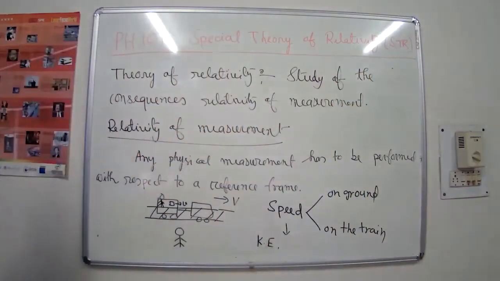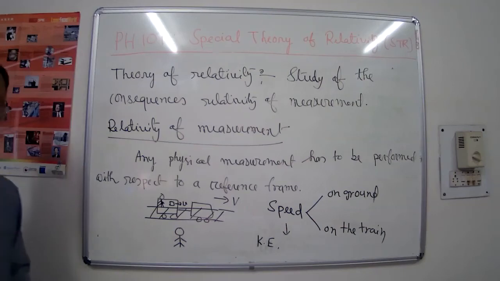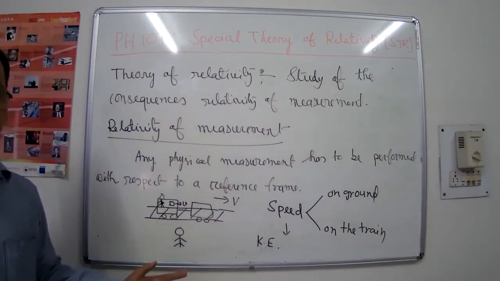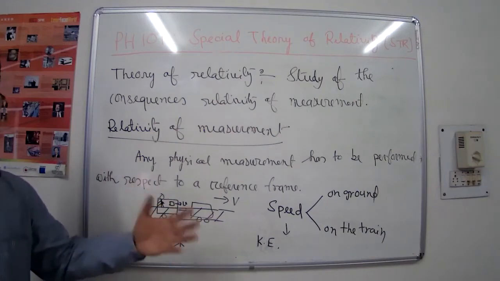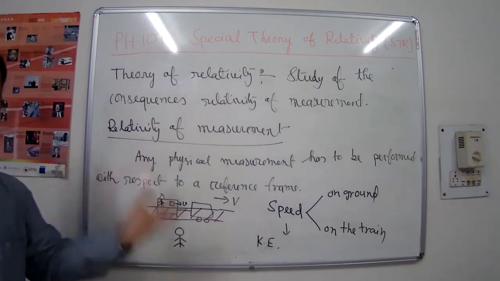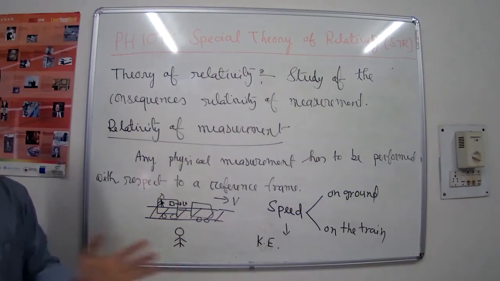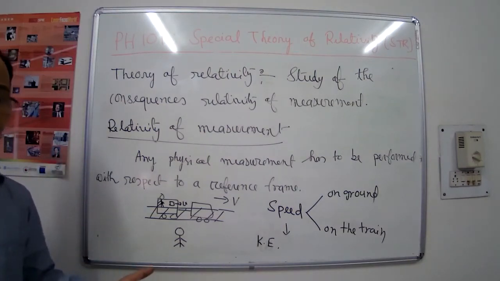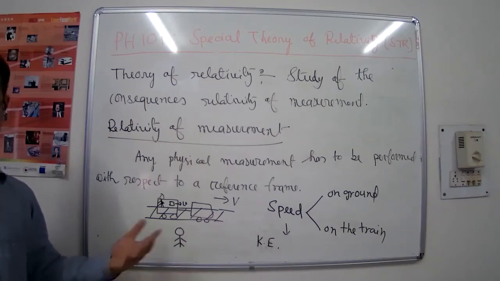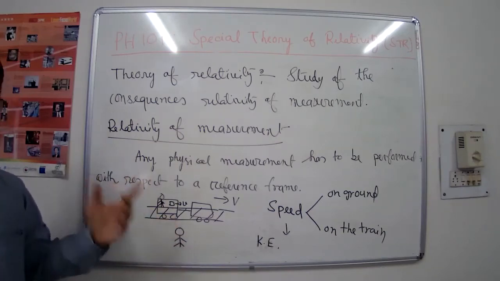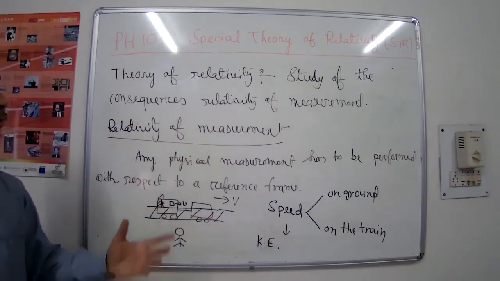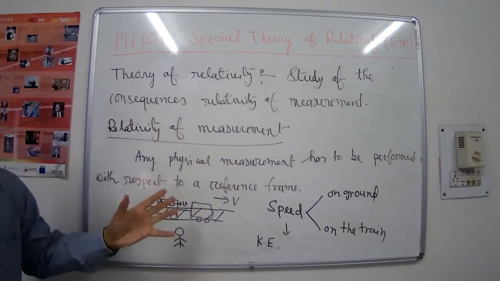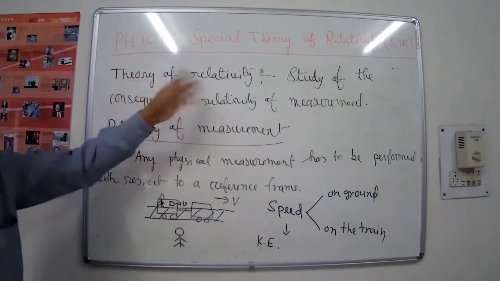So now you know that if you make a measurement of a physical quantity, it has to be with respect to a certain frame of reference. You can make the measurement with respect to an inertial frame of reference or with respect to another inertial frame of reference, which may be moving with respect to the previous one. So you can have different cases. Now, what are the consequences of such relativity of measurements? These consequences are studied in the theory of relativity.